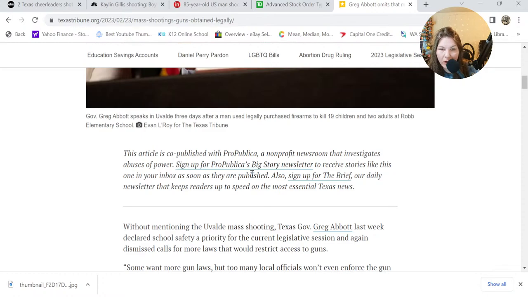Every gun that has been in mass shootings that I can think of has been a legal gun. Guys, guess what? Parkland, legal gun. Parkland shooter, legal gun. All of them have been legal guns. They buy these guns right before they do it. And then they do it.